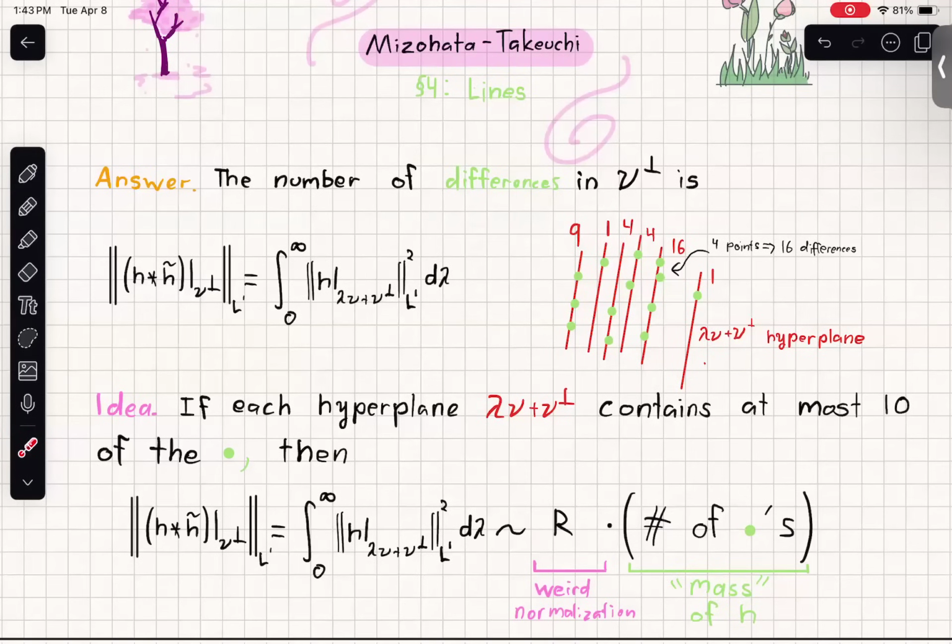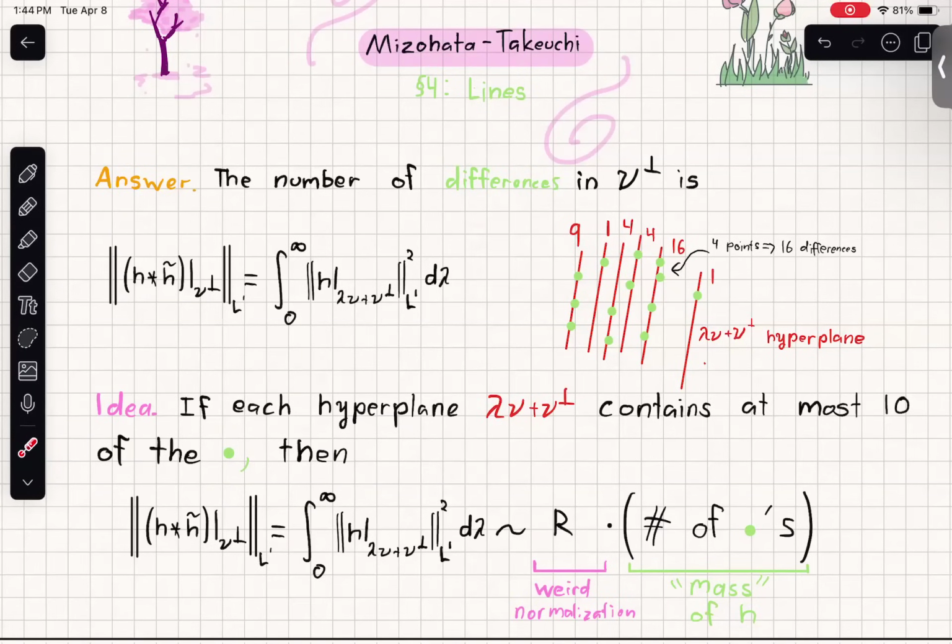And yeah, so one possibility is that if there were 10 points in each of these planes, it means there's going to be at most 100 in each slice, right? And then 10 is equal to 1, 100 is also equal to 1, up to a constant. And so then we can say that each slice is contributing at most 1. And this should be useful because the total number of slices is going to be around the same as the total mass of H.